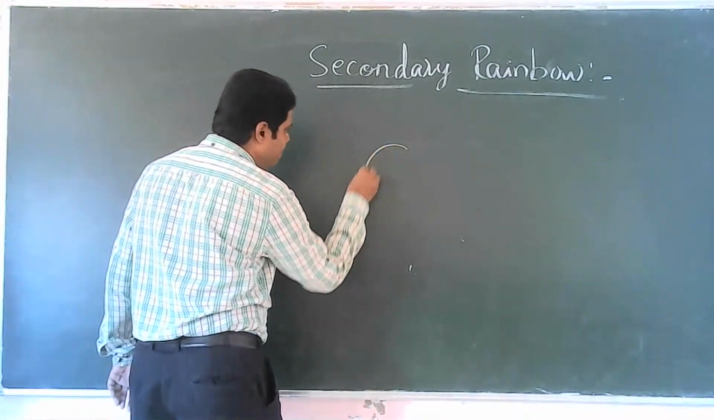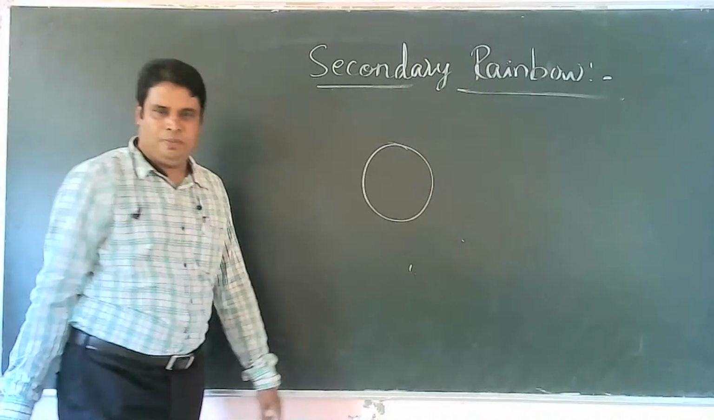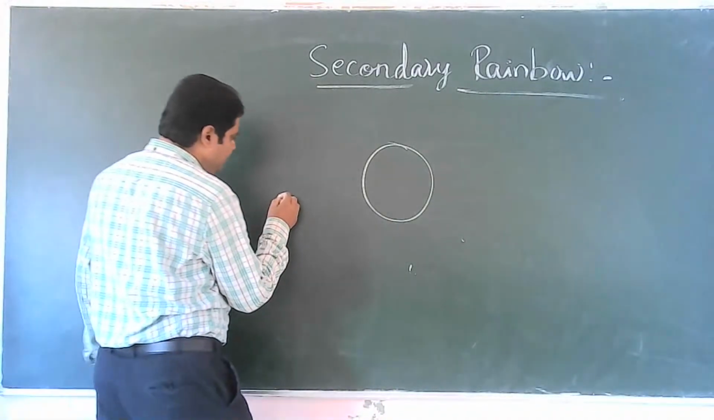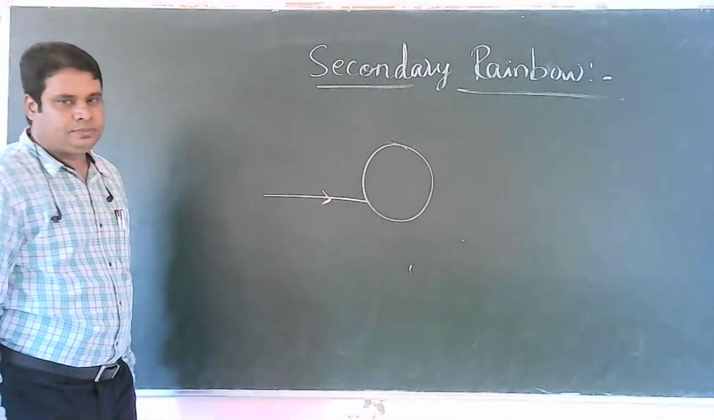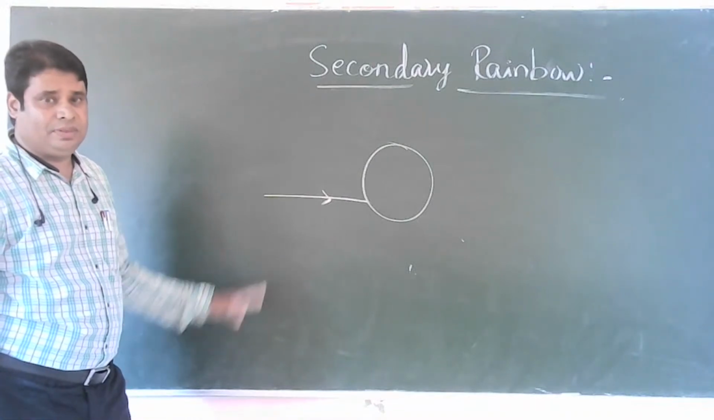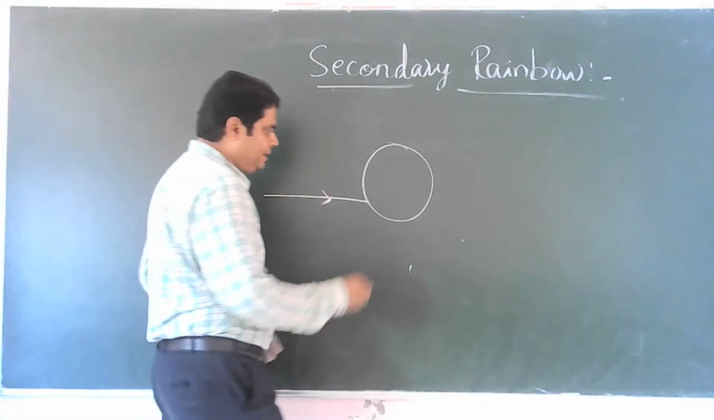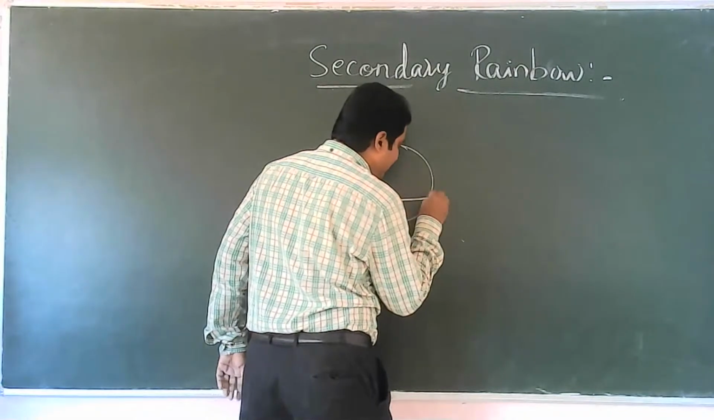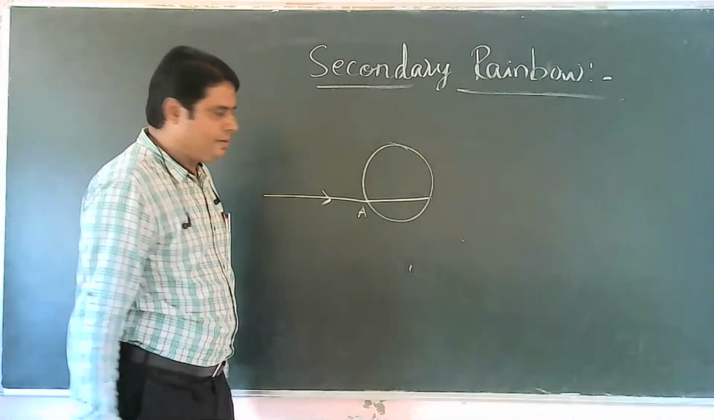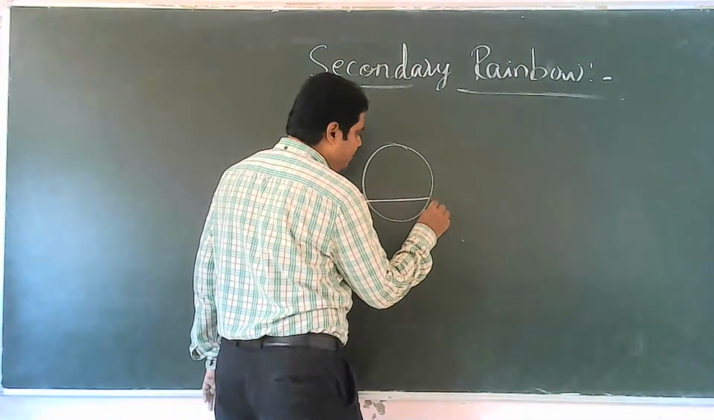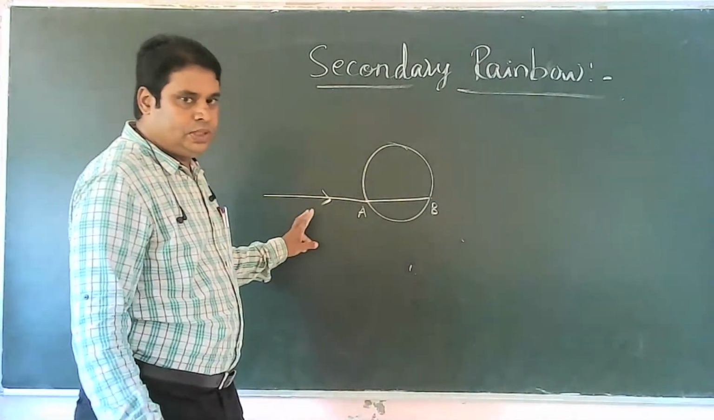Let us consider a rainbow. The sunlight, when it enters this droplet, will get reflected first. This is point A, reflected, which is point B.